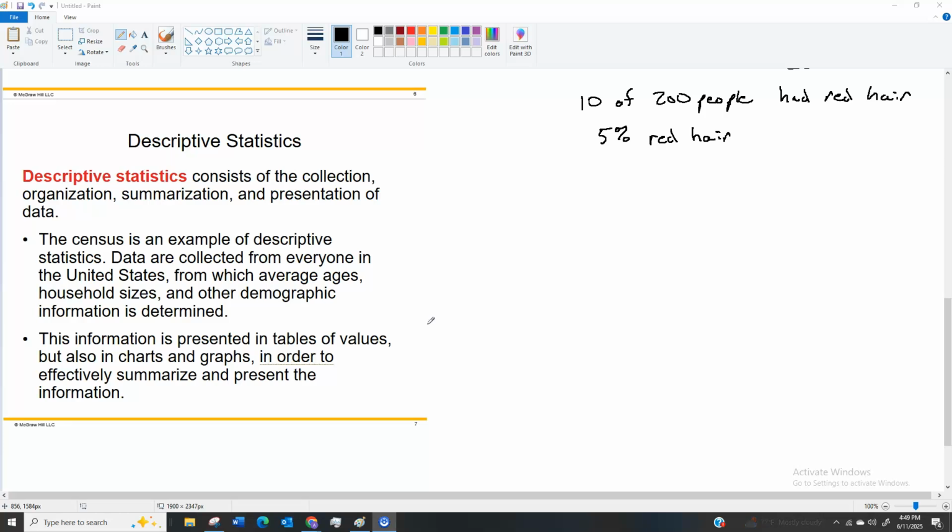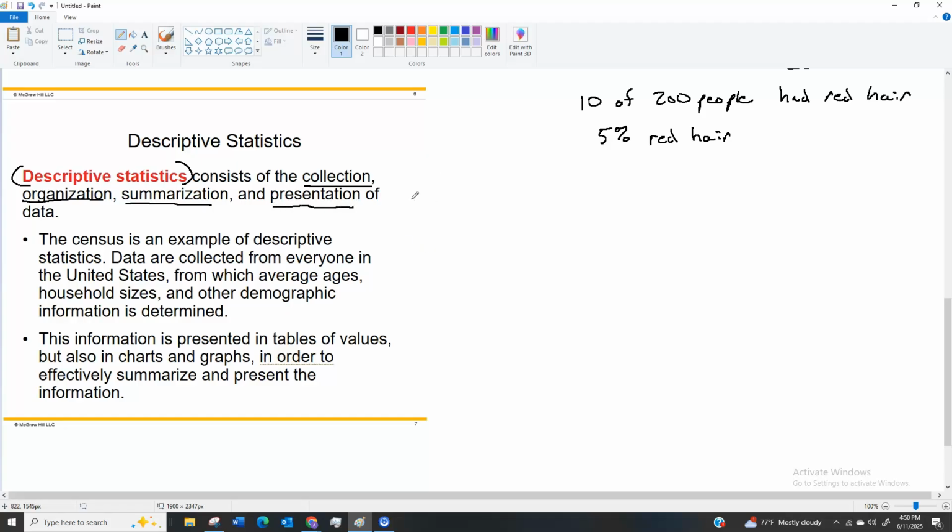Okay, so the first type of statistics, if you remember in the learning objectives, one of the things was to learn the two types of statistics. Well, one of the types of statistics is what we call descriptive statistics. Now, descriptive statistics basically takes the definition of statistics, the process that we do when we're collecting statistics, and it kind of stops short. So descriptive statistics consist of just collecting, organizing, summarizing, and presenting data.